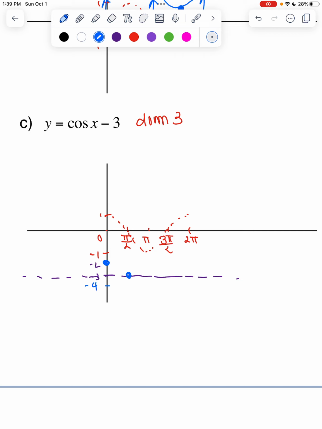Okay, here's our next point. It's going to go down to -4, back to -3, and all the way back to -2. So there is my new graph for y is equal to cosine of x minus 3.